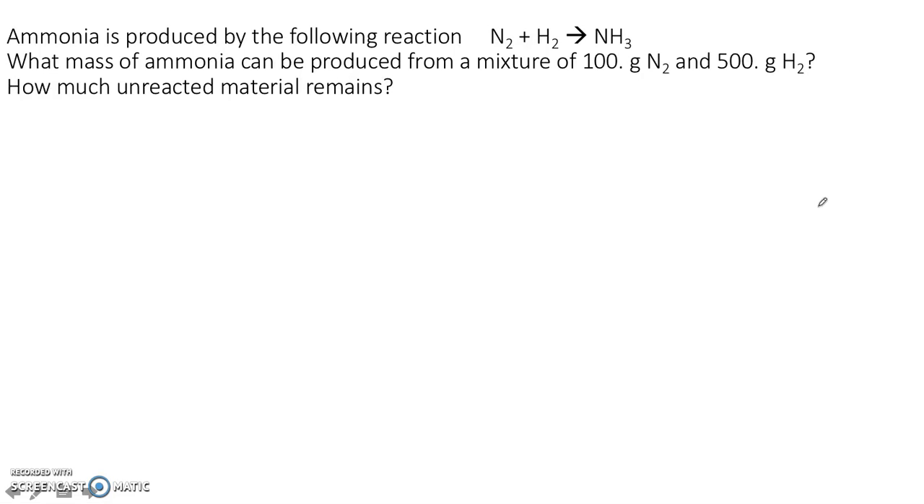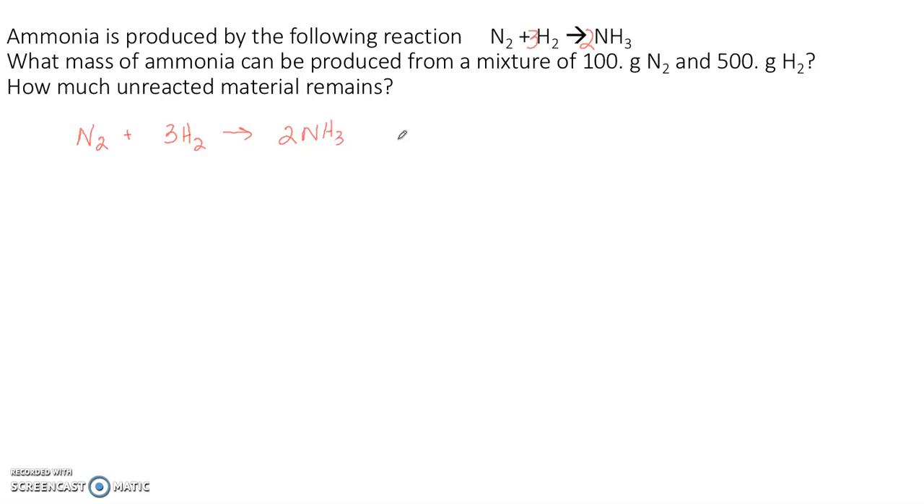Question number 2 says ammonia is produced from the following reaction. They give us the reaction. The only thing we have to do is make sure that we balance it. So let's go ahead and balance it. If we put a 2 here, that balances our nitrogens, but it gives us 6 hydrogens, so we put a 3 here. Okay, so we now have our balanced equation: N2 plus 3H2 yields 2NH3.